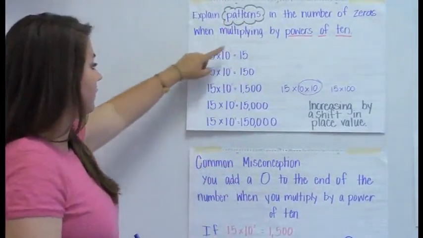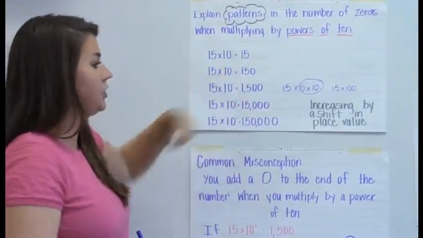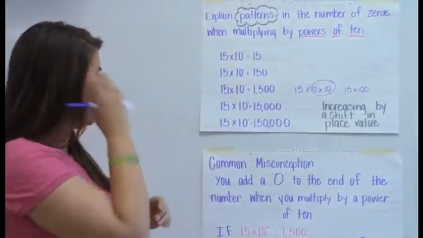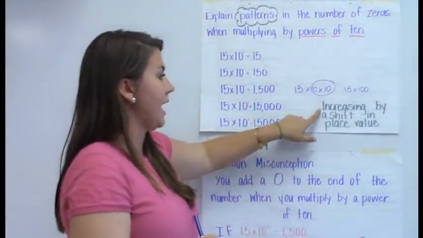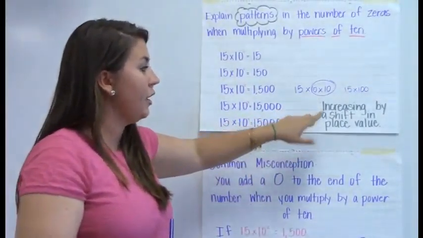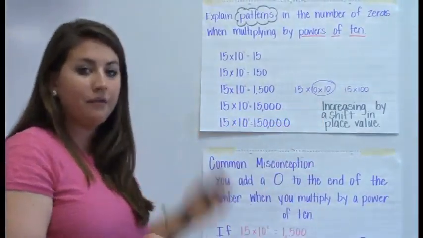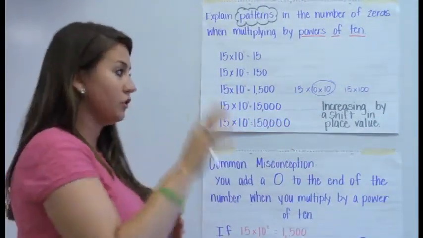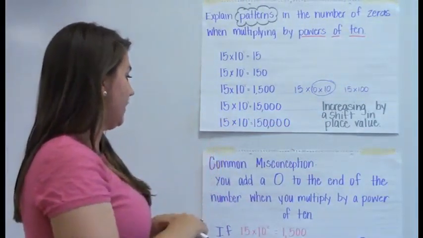So if we take a look, the first thing the students are going to say is, you just add a 0. That's always what the students say. But we want to show them that you're actually increasing by a shift in place value. Every time you multiply by 10, you're shifting one place value.